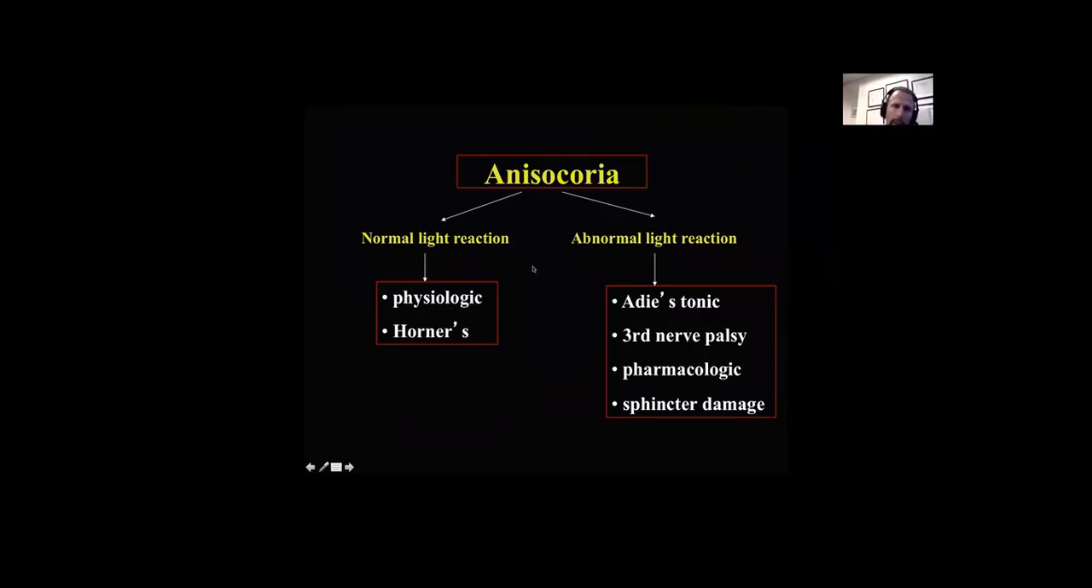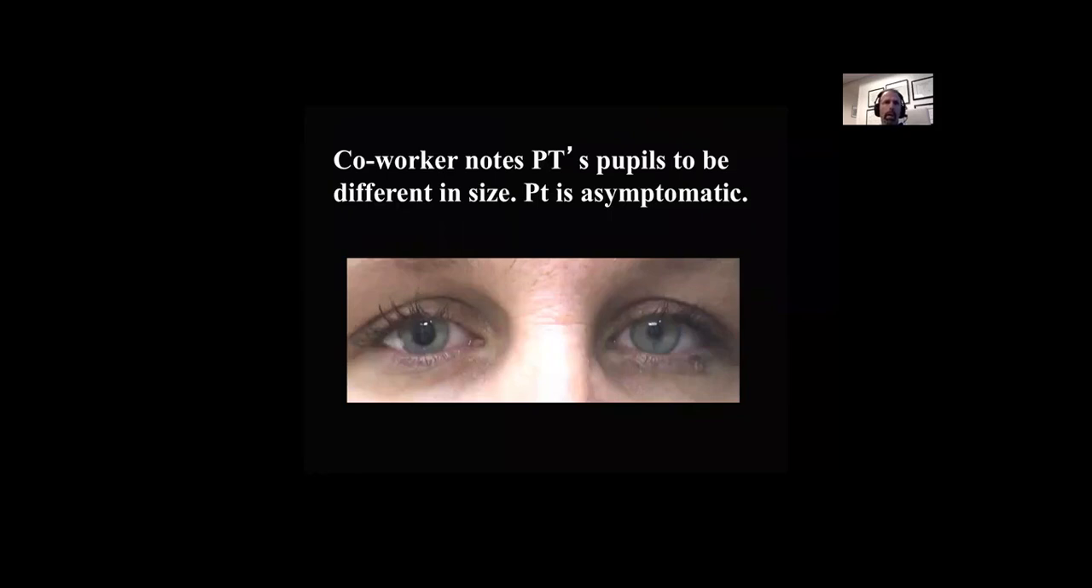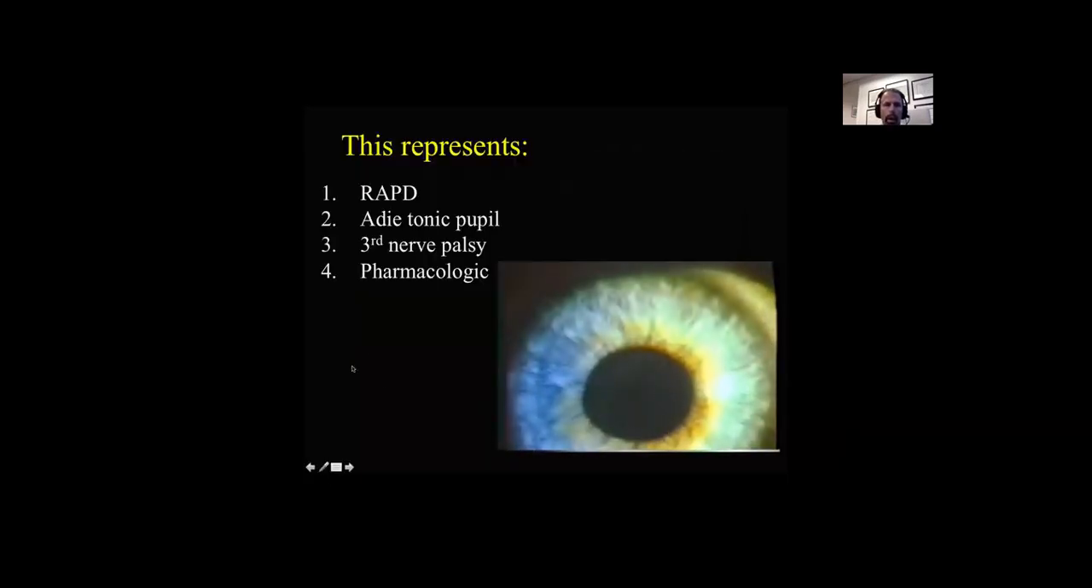So if there is anisocoria and you look at the pupils and they both react well, then you need to decide, is it physiologic or is it Horner's, using the tests that we just discussed. Let's move to the other side of our flow sheet, if the pupil does not react well. So here's a patient whose coworker notes that the pupils are not the same size. Oh my God. And the patient is asymptomatic. Let me show you a video of a pupil. It's not her pupil, but it's someone with the same problem. And aha, I have a question slide.